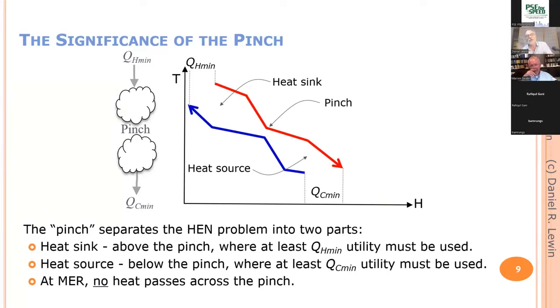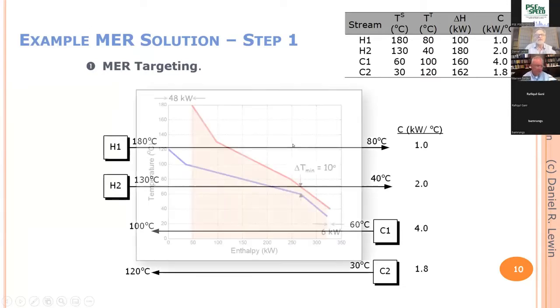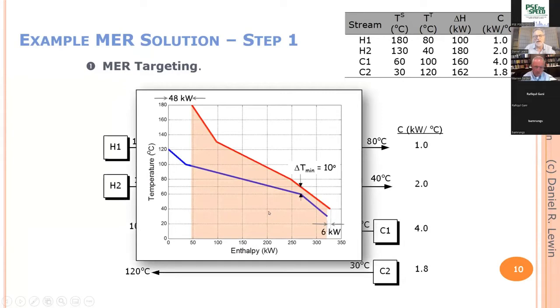Below the pinch, there's a heat source, therefore we can only use cooling, and the minimum cooling requirement has just been determined by the temperature interval method. We then have to design a heat exchanger network that meets the targets, the first step being targeting, which we just did.